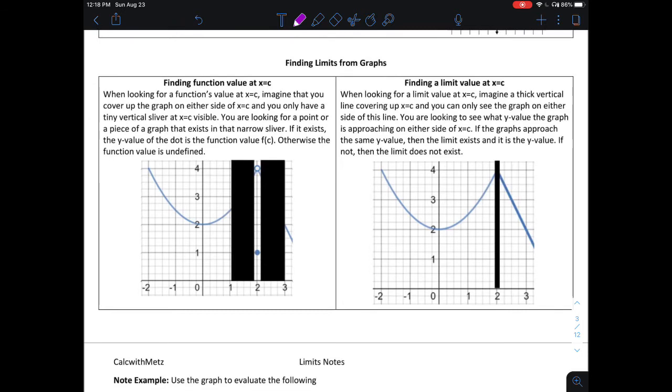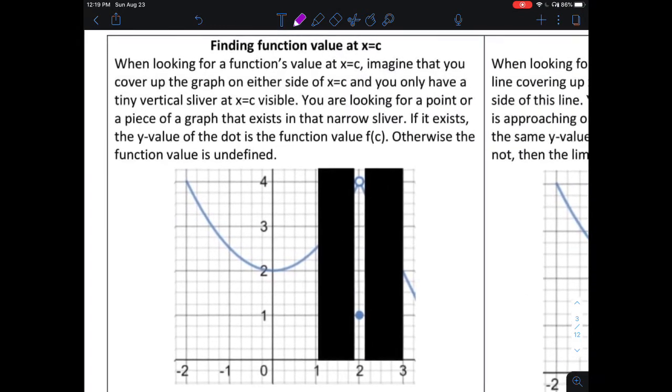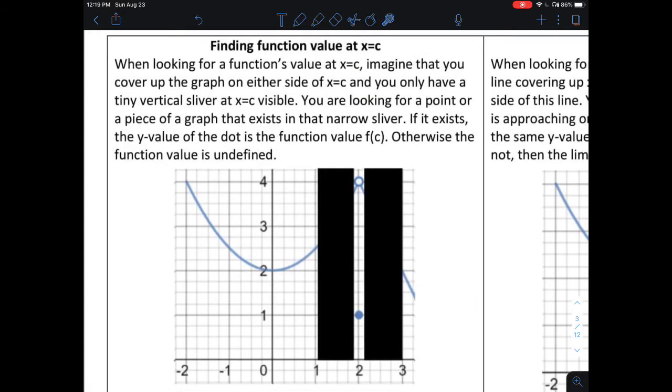All right, now we're going to talk about finding limits from a graph. And so not necessarily looking at a table like we've done the last couple examples, but we're going to look at finding limits from a graph. Now, there are two different ways we're looking at graphs. First is finding the value at a particular x value.